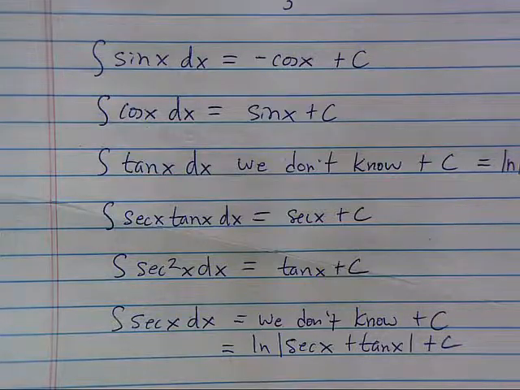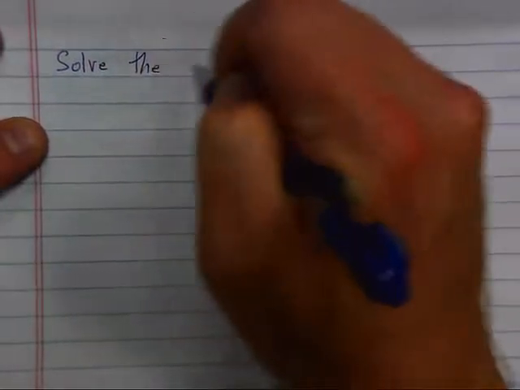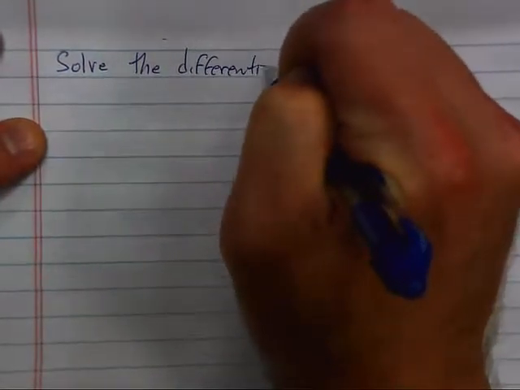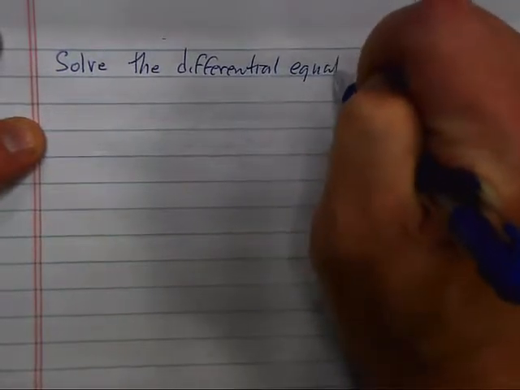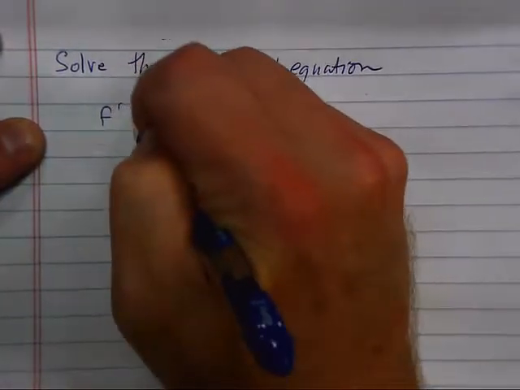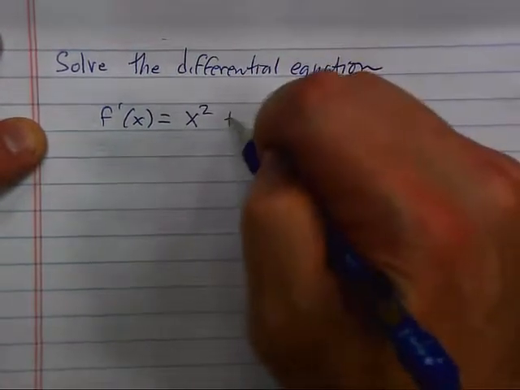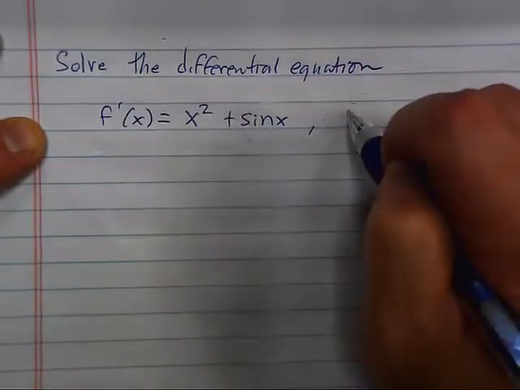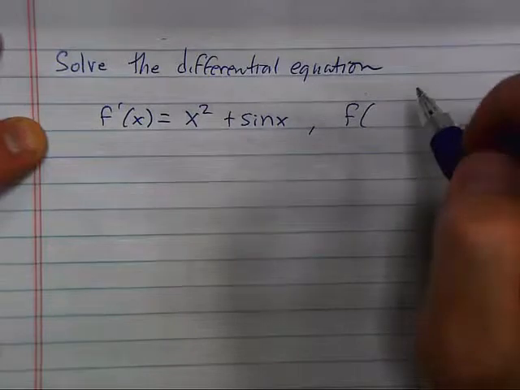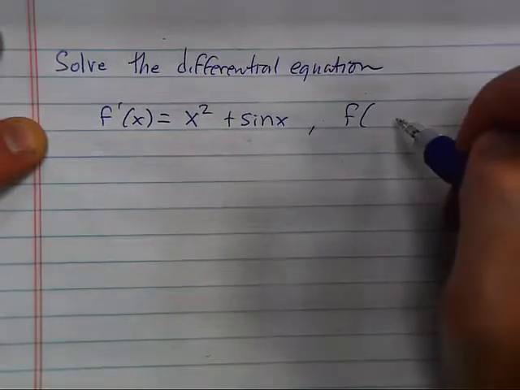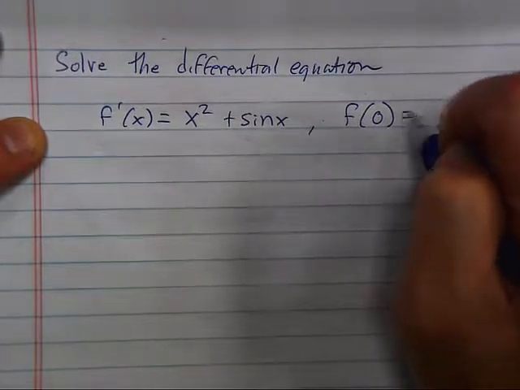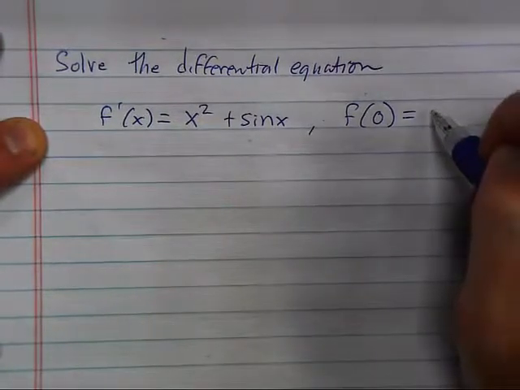Okay, now people said we wanted to mess with the plus c. Well, we can mess with the plus c too. So I might ask you this. Solve the differential equation. This is all new stuff. F prime of x equals x squared plus sine x. F at, give me a number. 0 equals 2.